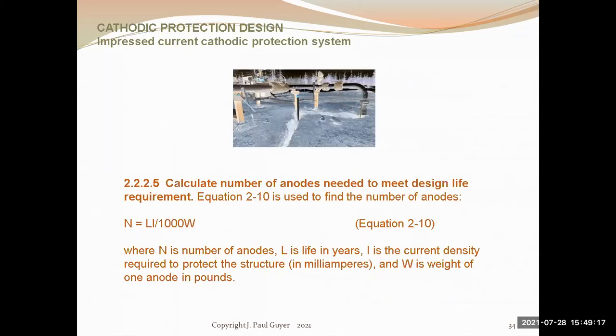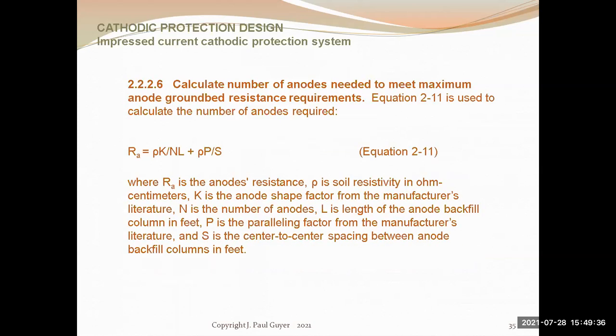You then calculate the number of anodes required a second way using equation 2.10. This is to satisfy the design life requirement, which is an assumption that you make: 10 years, 15 years. And you calculate the number of anodes a third way to meet the maximum anode to ground bed resistance requirement using equation 2.11. R sub A is the anode's resistance, and the other factors are what you see there.